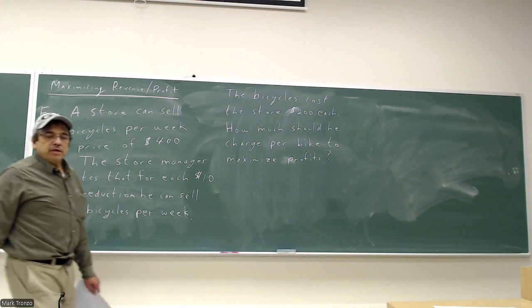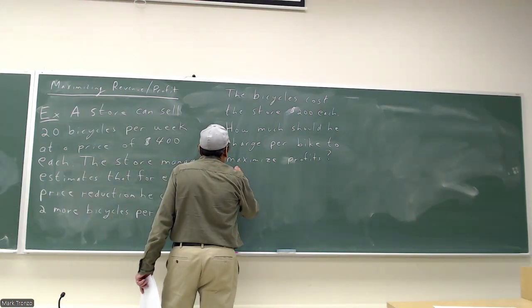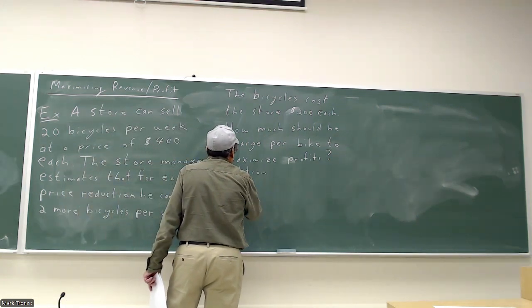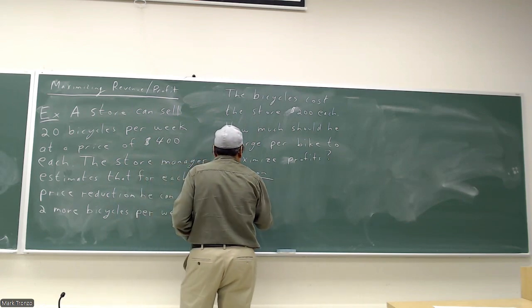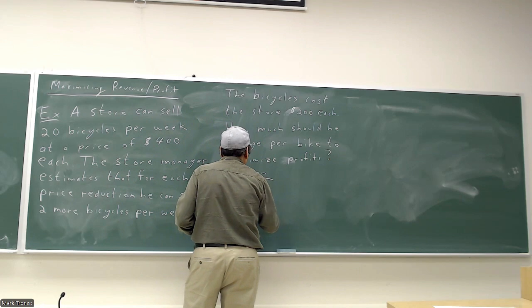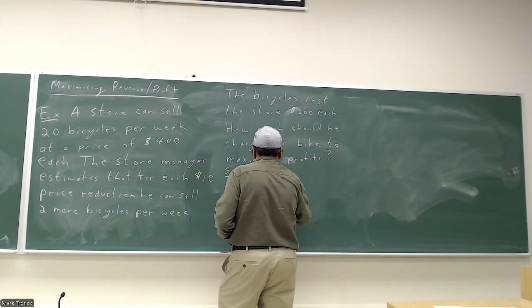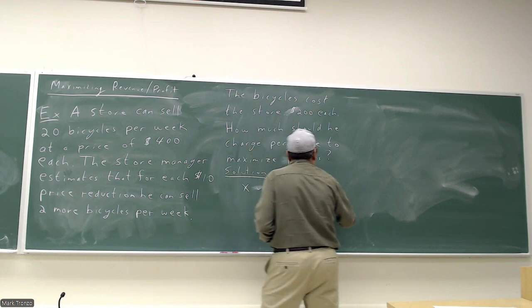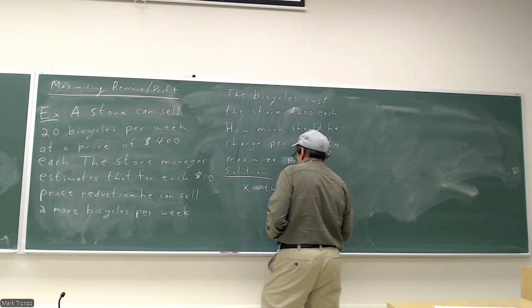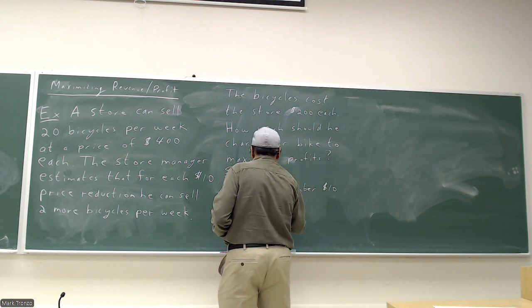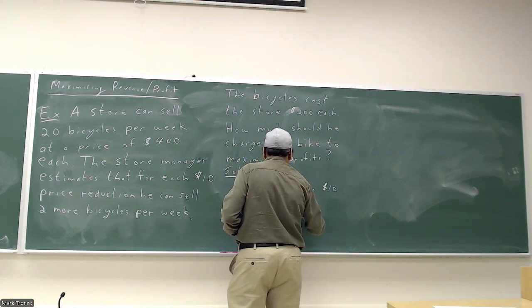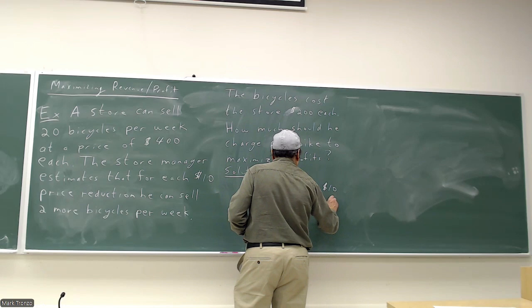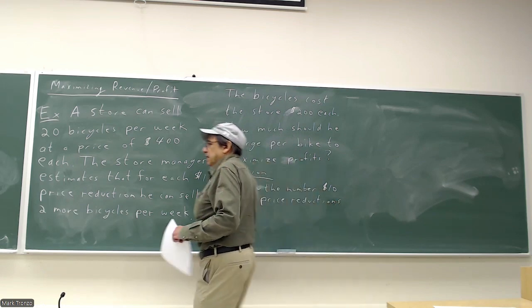Much like the last problem, we can probably define x to be the number of price reductions, of $10 price reductions. So let's define x to be the number of $10 price reductions.